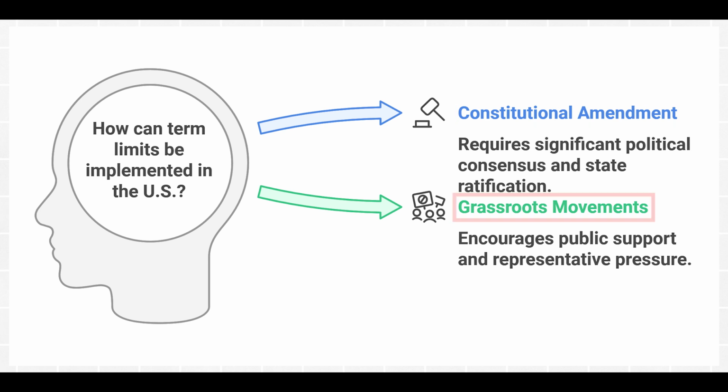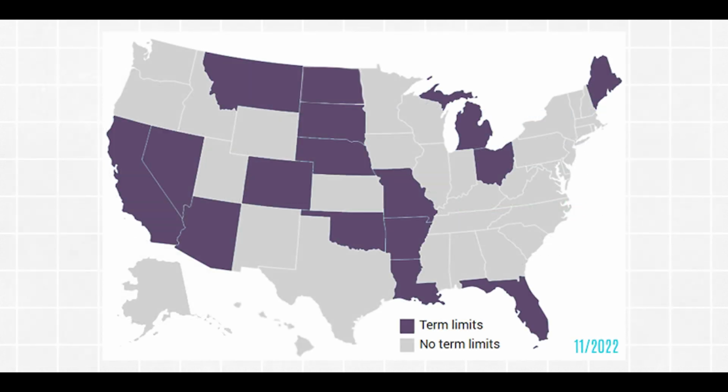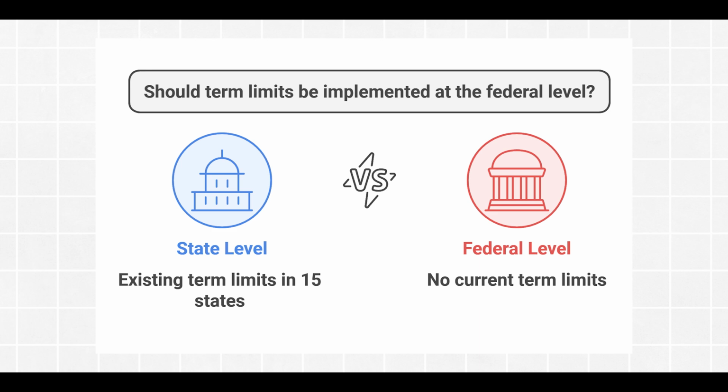Number 2, grassroots movements and pressure. Citizens can push for change by supporting candidates who advocate for term limits or by pressuring their representatives to sponsor term limit legislation. Interestingly, term limits already exist at the state level in 15 states for legislatures and in many local governments. These examples provide a glimpse of how term limits might work at the federal level.